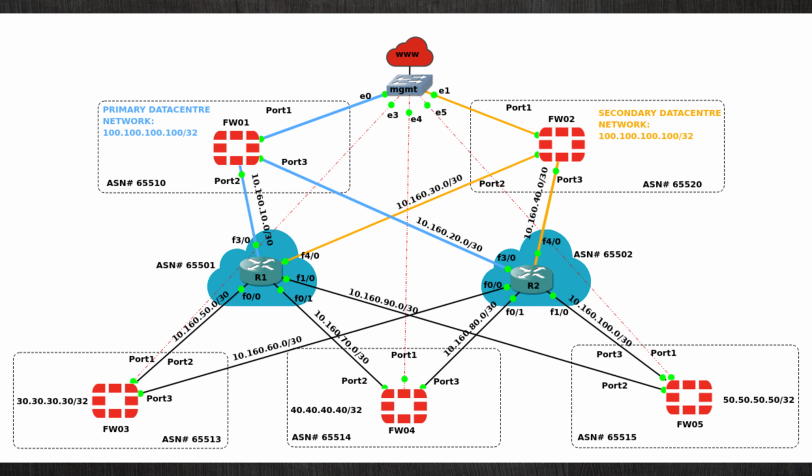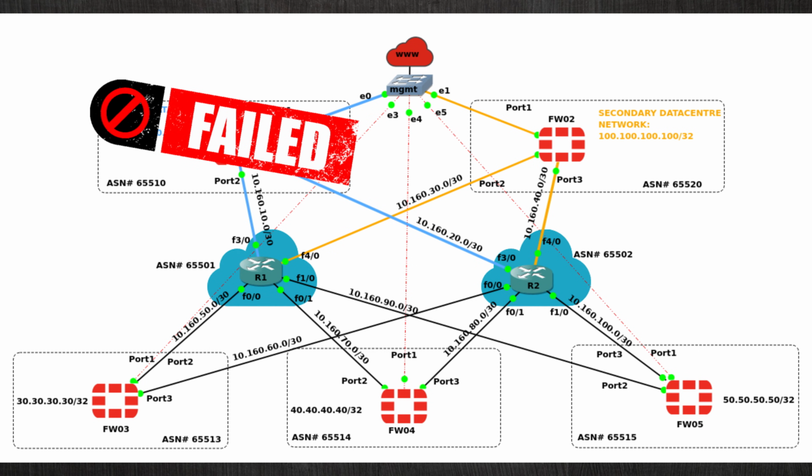At the very top of our topology, we have two data centers. We have our primary data center in blue and our secondary data center in orange. The primary data center is always going to be the active data center, and we're always going to be advertising the 100.100 network from behind firewall 1. But of course, if something goes wrong with the primary data center, we want the secondary data center to kick into place in the event that the primary data center fails.